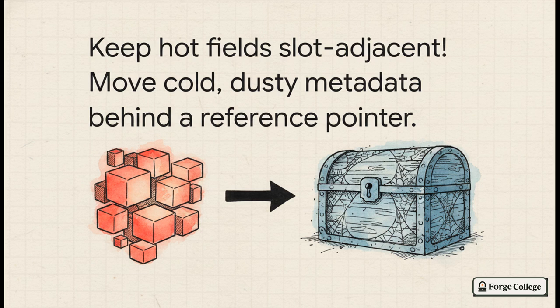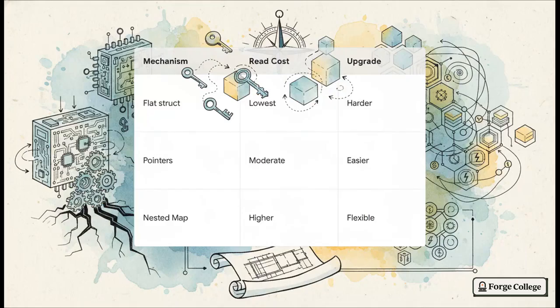Cold fields, on the other hand, are the bulky, rarely accessed pieces of data, like a long text string of descriptive metadata. Shove those behind a reference pointer. You never want to make your users pay to haul freezing cold data out of storage every time they execute a simple transaction. Of course, as an architect, you're always balancing trade-offs. If we look at our design choices here, a perfectly packed flat struct has the absolute lowest read cost for common fields.